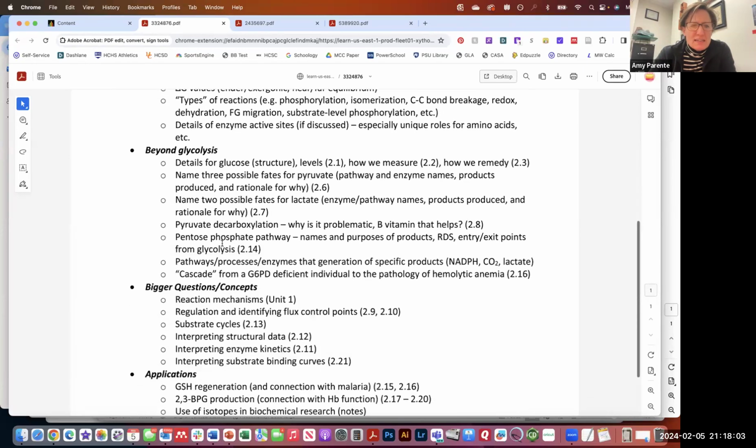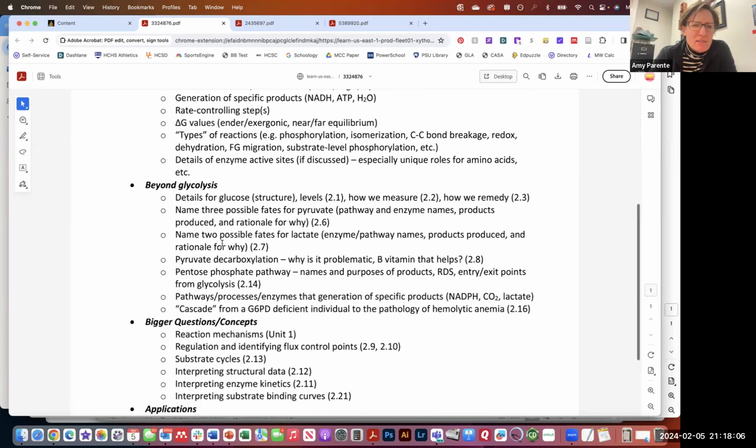All right, so some details on the beyond glycolysis piece. I would know the structure of glucose. You should know the structure of glucose, right? Know the levels of glucose. We learned 3 ways that we can think about glucose levels, right? You can do a snapshot with a blood glucose level. So remember either 90 milligrams per deciliter or 5 millimolar, right? Those are 2 ways.